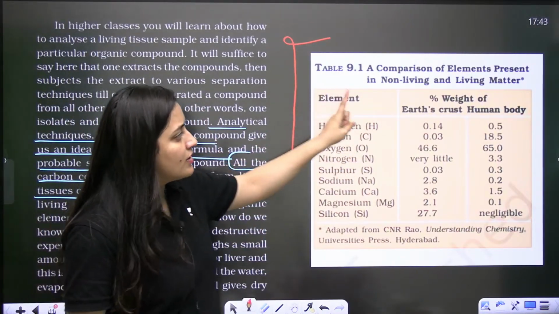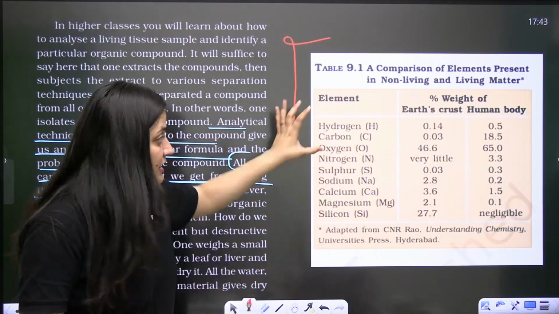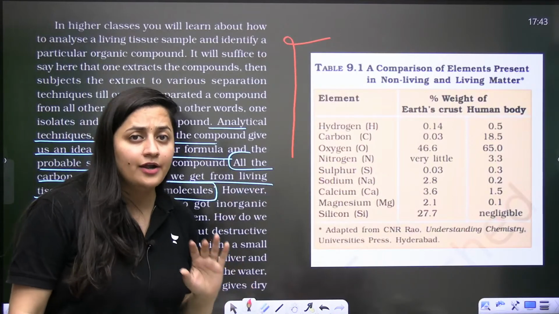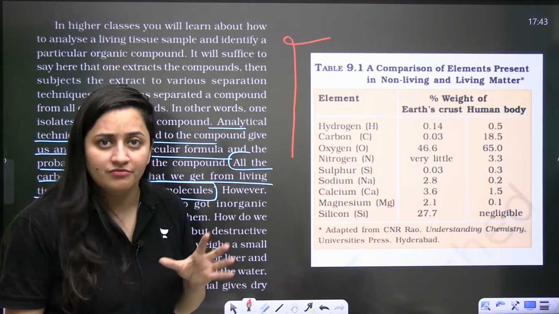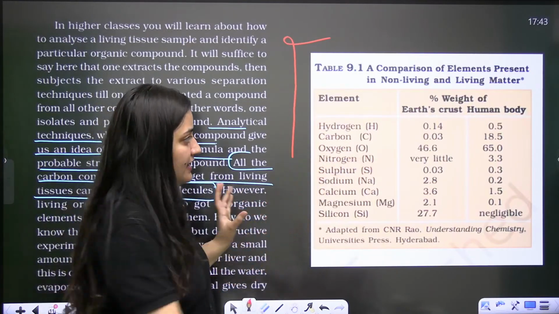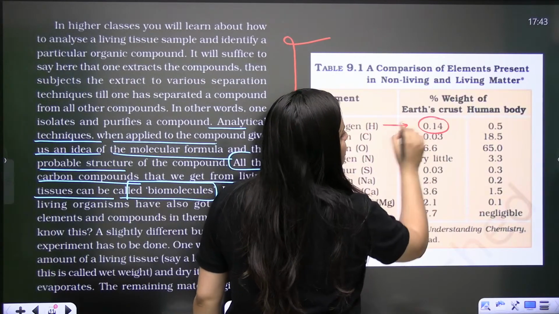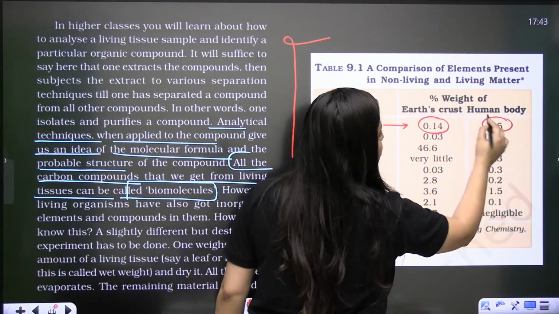So basically when you compare the earth crust, which is non-living, and the human body, which is living, right? So ultimately carbon, hydrogen, oxygen, nitrogen, this is what we are going to get. Now just look at this table. I'll tell you what kind of question they can ask. So now when you look at the non-living matter, that is your earth crust, the hydrogen and the oxygen.